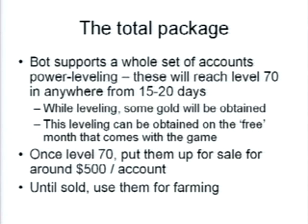So, level 70 in about 20 days. You get gold while you're leveling. As soon as the account hits level 70, you put it up for auction at $500 an account, and until it's sold, you use it as a farming account.